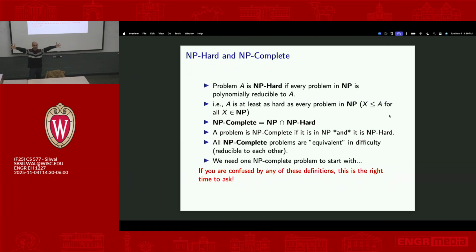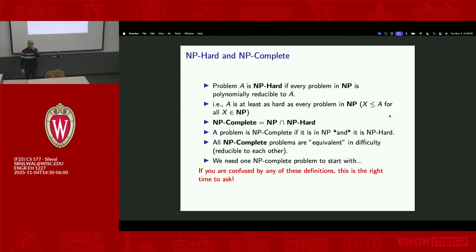I'll have a diagram in a bit, but just think, you have this class NP, and inside it you have this core set of hard problems called NP complete. And the idea is if you can solve any one of these problems, you can solve every other problem in NP. That's a pretty surprising fact. If I have an algorithm to solve any of these problems, I get an algorithm for free to solve any other problem.